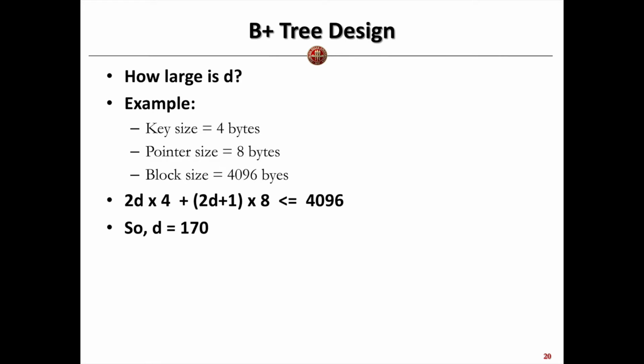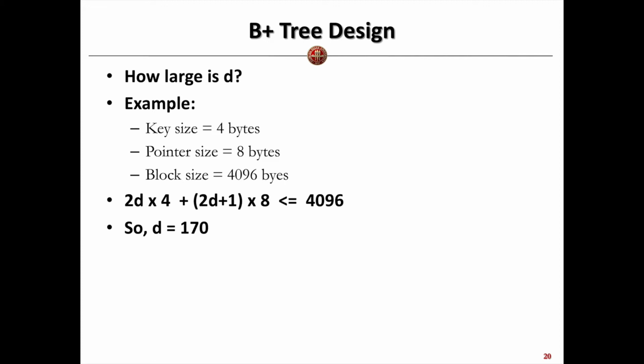Remember before we mentioned that the B plus tree has one parameter, which is D. The D parameter is very important. Normally, D controls the shape and the structure of the B plus tree. And when we design a B plus tree as an index table, we have to specify the D value, this parameter. And you may wonder how large this D value can be.